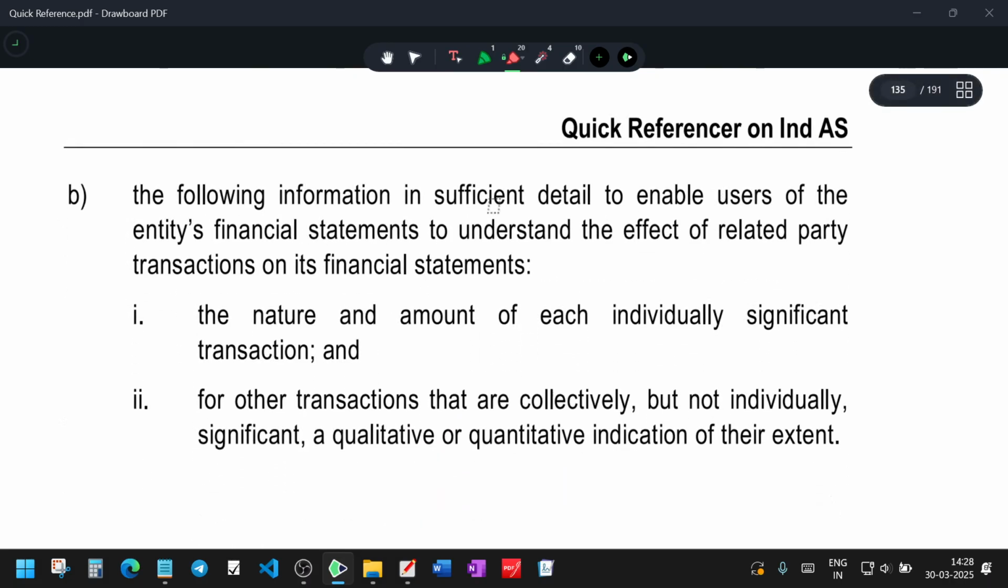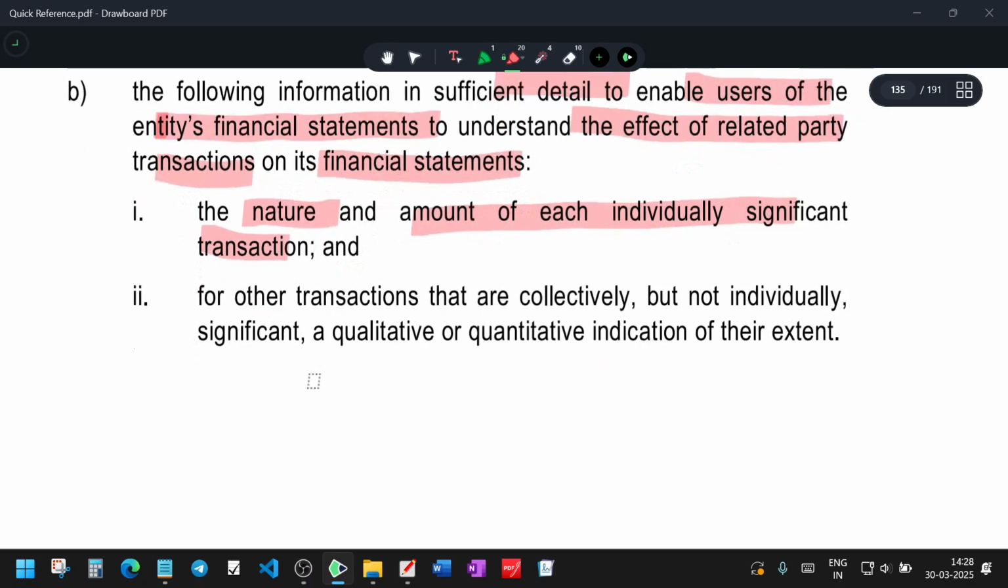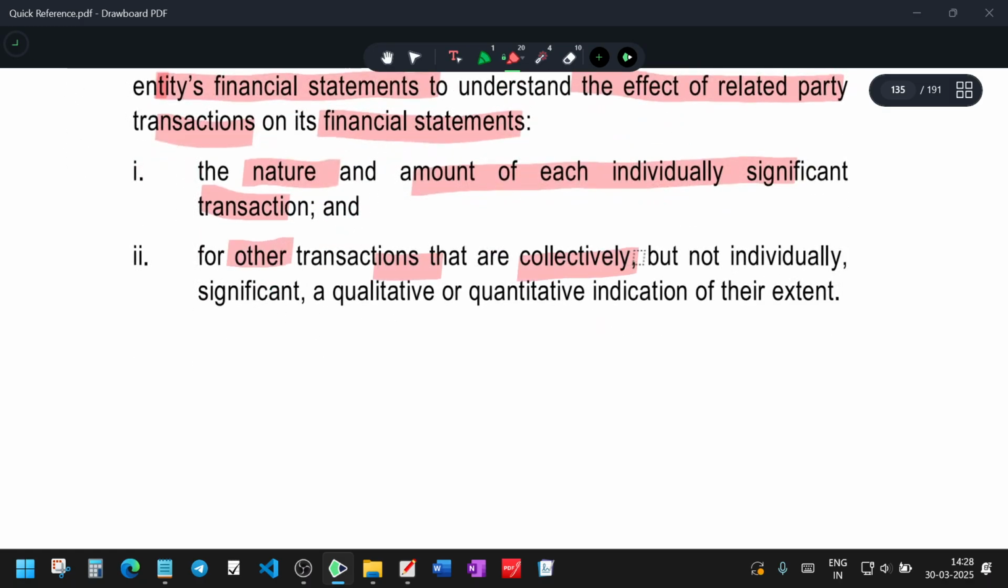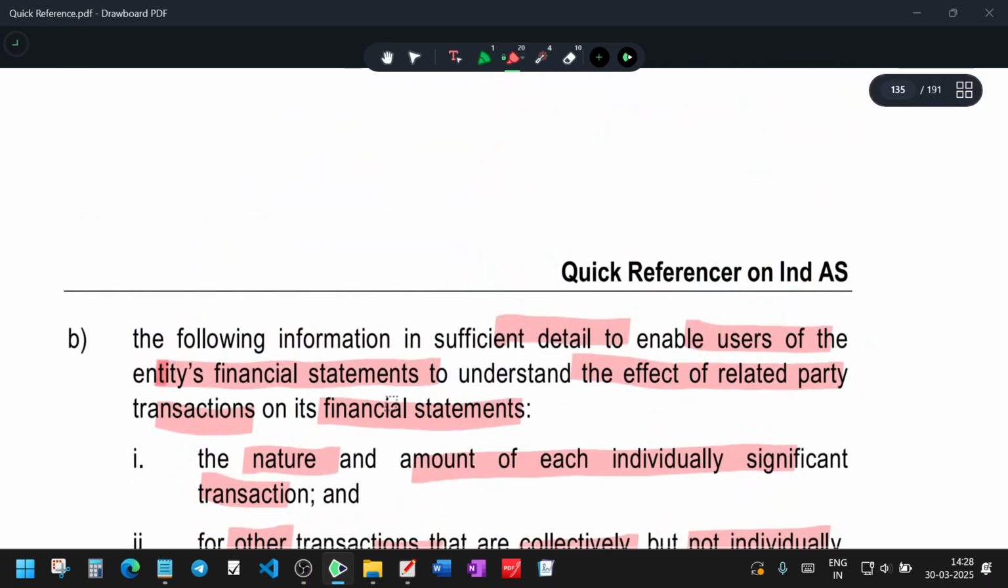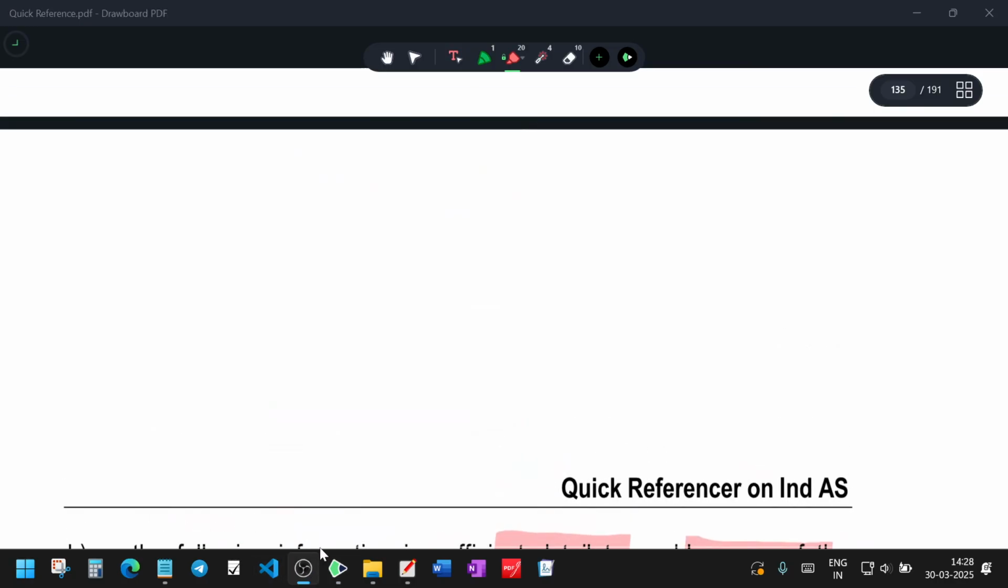The following information is also required, in sufficient detail to enable users of the entity's financial statements to understand the effect of related party transactions on the financial statements: the nature and amount of each individually significant transaction, and for other transactions that are collectively but not individually significant, a qualitative or quantitative indication of their extent. They are not required to disclose everything completely, but some information must be disclosed. So this is everything we covered in this standard. Thank you.